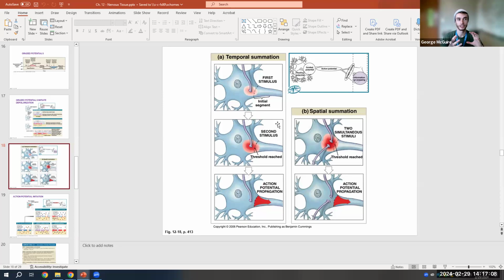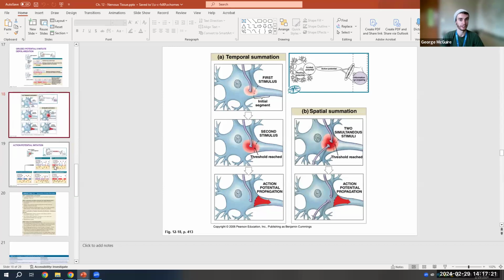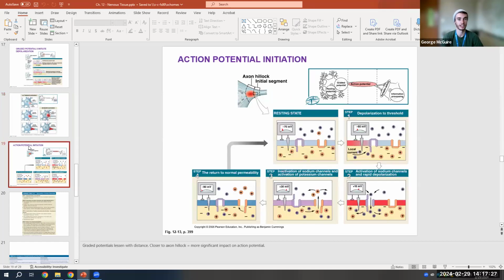So if the combination of those signals reaches that negative 60 threshold, the action potential will always propagate down the entire axon, and it will look the same. But graded potentials can be different. They can be inhibitory, they can be excitatory. It is the sum of those signals that starts the actual action potential.